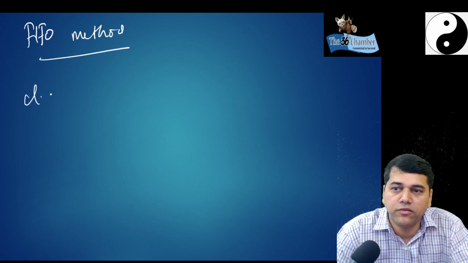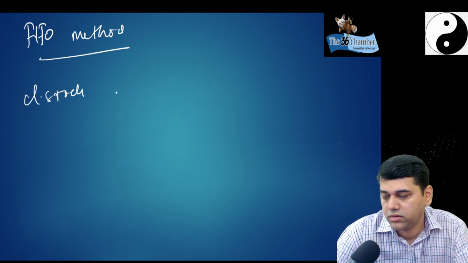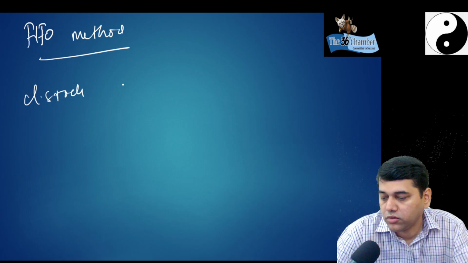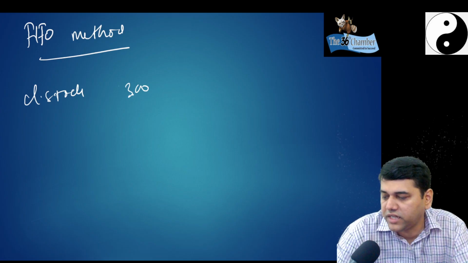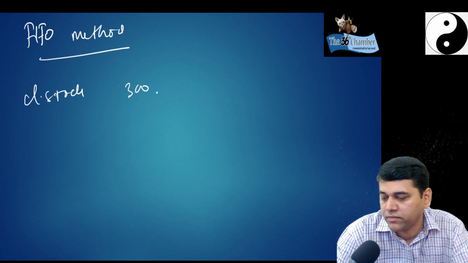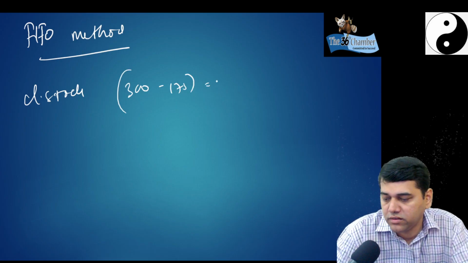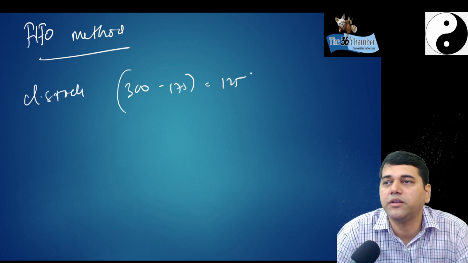So what is my value of closing stock? How much quantity have I got? Total closing stock. Can I say 300? Wait, 150. Yeah, 300 total they have given. Opening stock plus 200, 200 quantity purchase. Minus 175. How much do you get? 125. 125 is the closing stock.